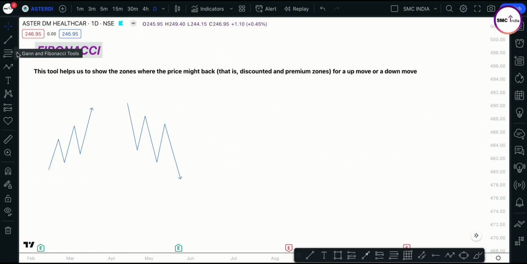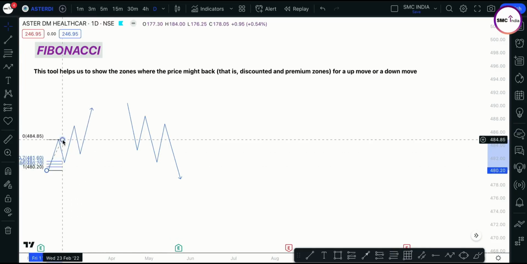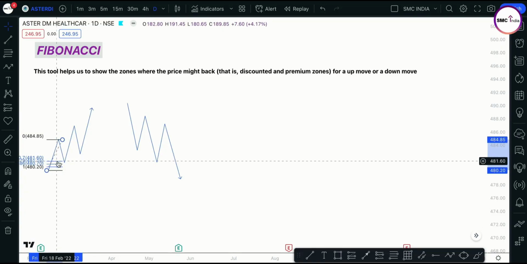This is a very important tool and you must start using this tool. This is what the tool is. It comes back to these important zones. So here you can see it is generally 70 to 100%.